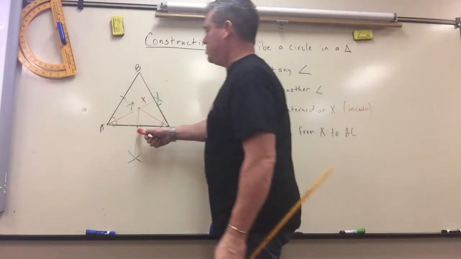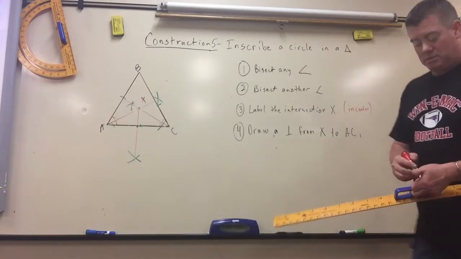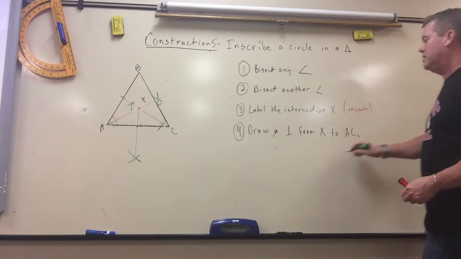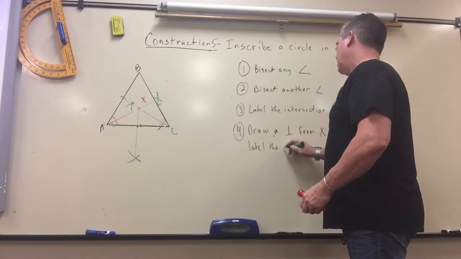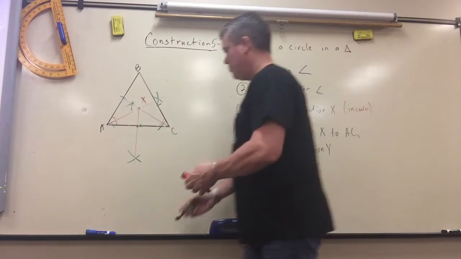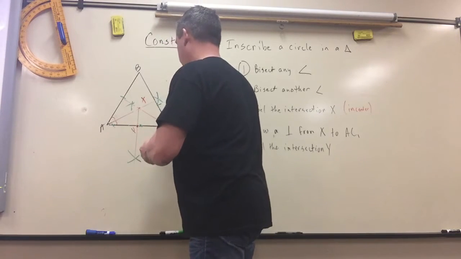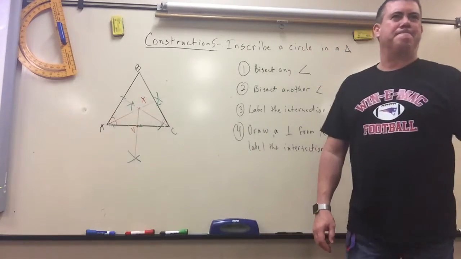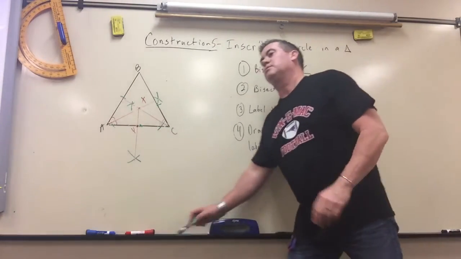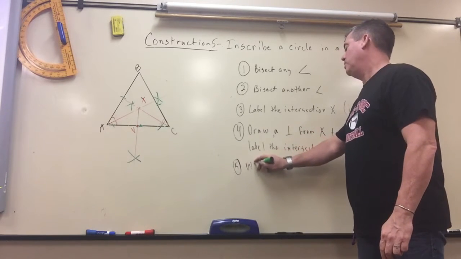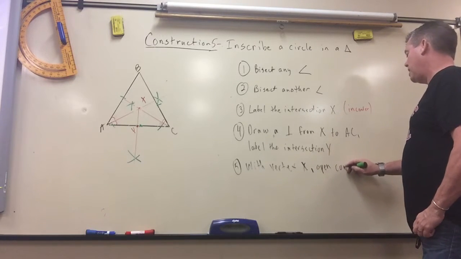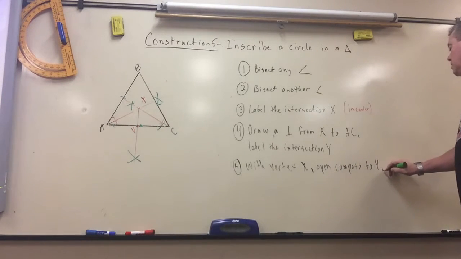So what we've got to do is label that intersection there on AC. When we draw the perpendicular from X to AC, label the intersection Y. So we label where that line crosses Y. Now we're at our last step. With vertex X, open the compass to Y, draw a circle.